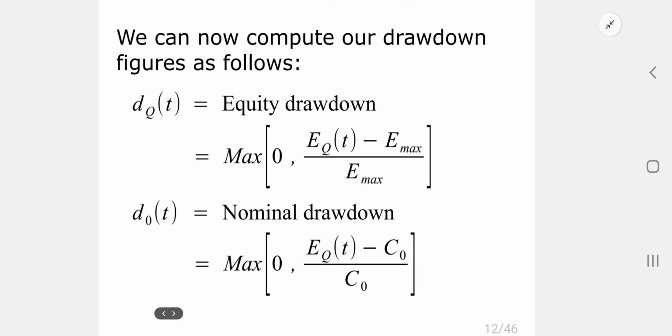We can compute our drawdown figures as follows. DQ of T, which equals our equity drawdown, equals the max of 0 and EQ of T minus E max, divided by E max. And D0 of T, which equals our nominal drawdown, equals the max of 0 and EQ of T minus C0, divided by C0.